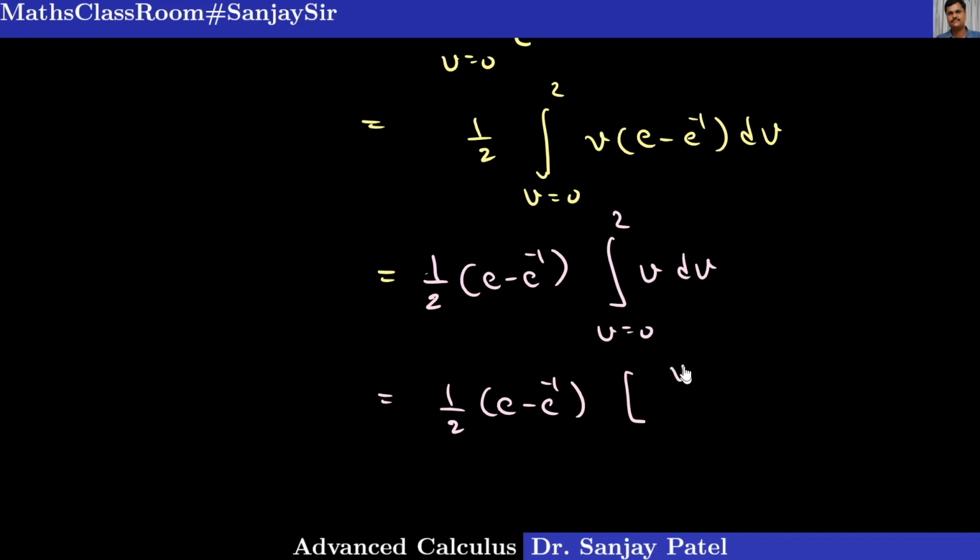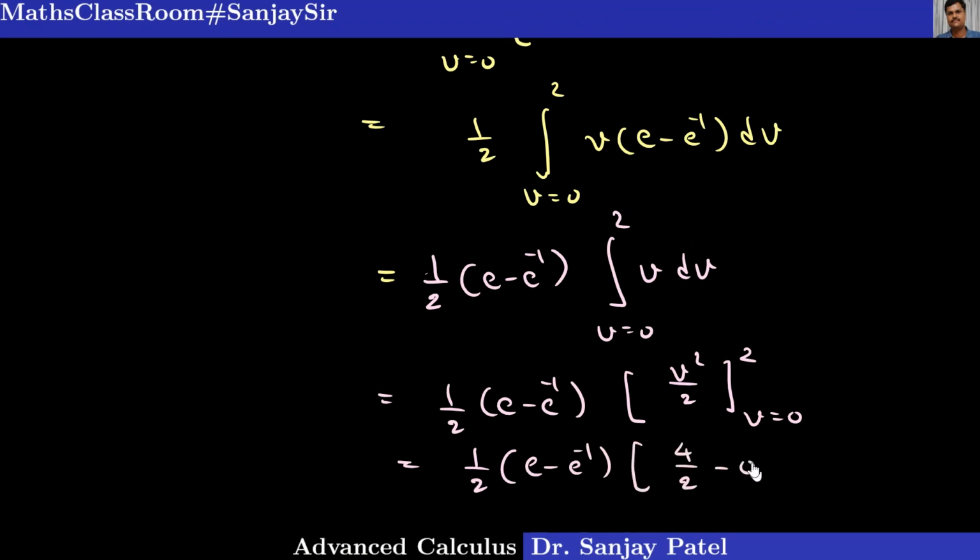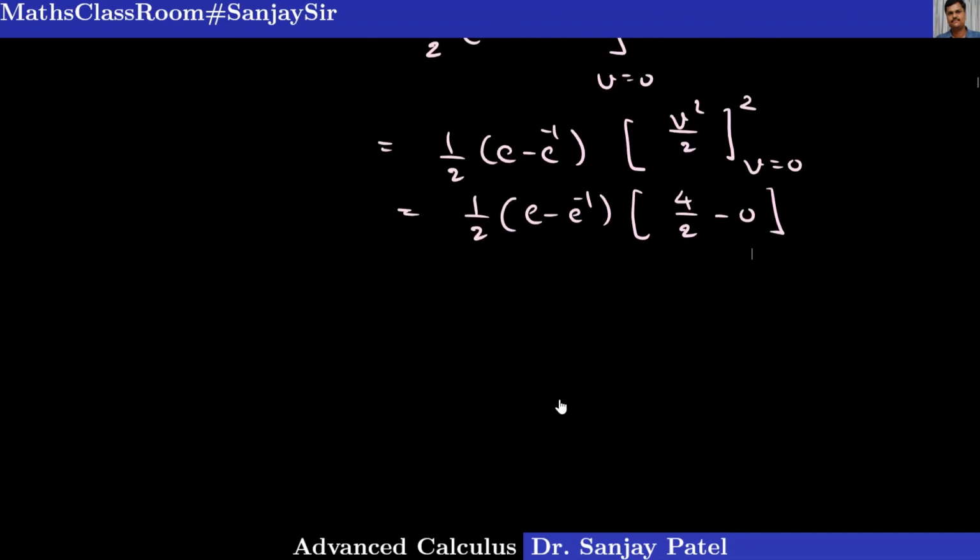So that is equal to 1 by 2 times e minus e raised to minus 1 into, now integration of v is v square by 2, and then put the values of limits of integration v equal to 0 to 2. So putting v equal to 2, we get 4 by 2. Let me write the step. So what we get is 4 by 2 minus 0 by 2. So it is nothing but 2 only. So my final answer, everything will be cancelled here. This is 2 to the 4 and this 2 will be cancelled with this 2. So our final answer is e minus e raised to minus 1.